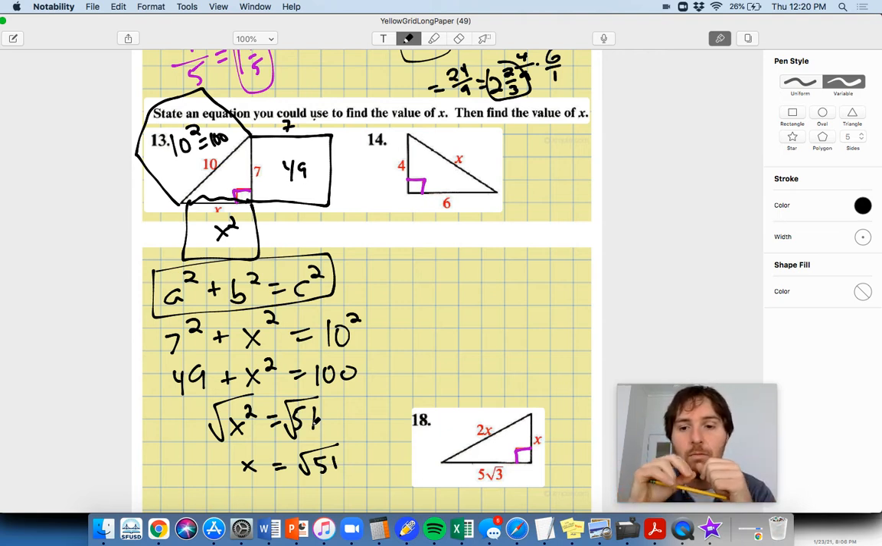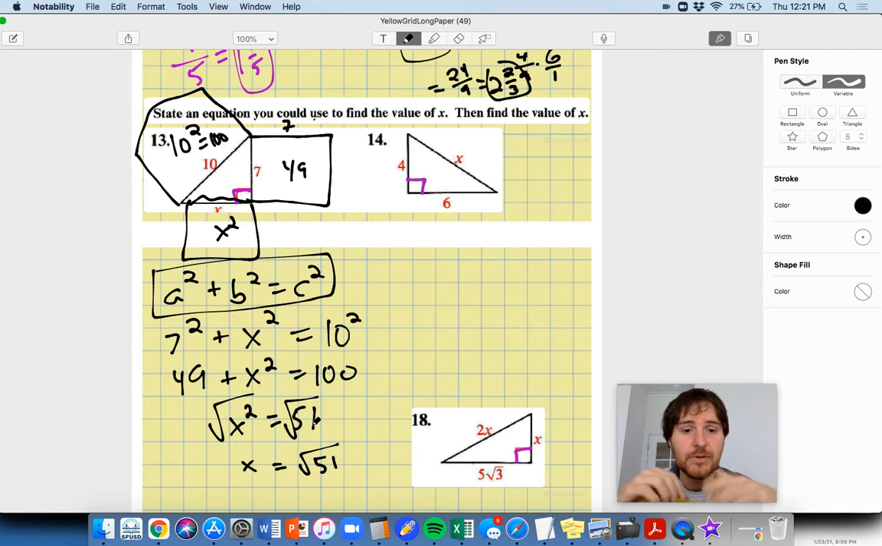You still have root 51 left. 4 only goes into even numbers, so it's not going to go into 51. 9 would go into what? 9 goes into multiplication tables. It goes into 45. There we go. And it goes into 54. Doesn't go into 51. 16 is the next one, 4 squared.